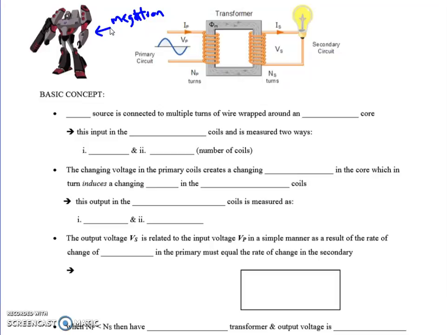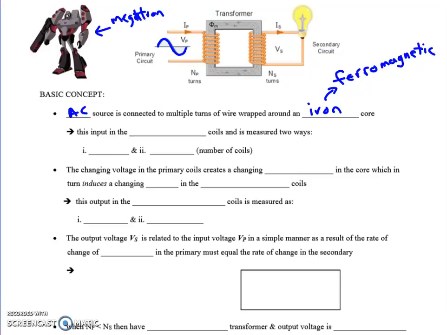So the basic concept, and everything you need to know, is shown in this diagram. We have an input of AC voltage. It's got to be an AC source, not a DC source, because we need a changing voltage, which will produce a changing electric field or a changing current. We want that connected to multiple turns of wire wrapped around an iron core. Technically it's a ferromagnetic material, not really meaning iron, but any material that would enhance a magnetic field.